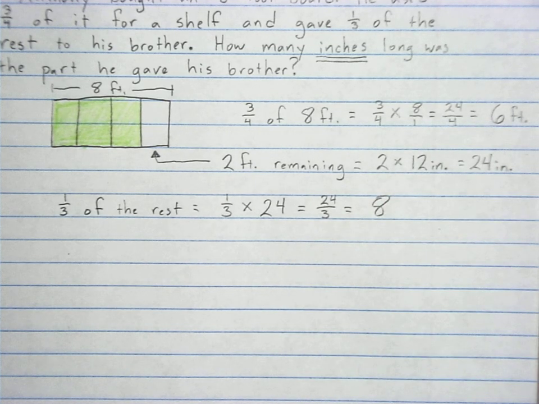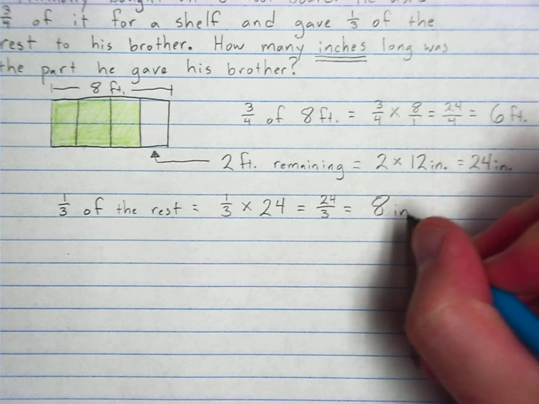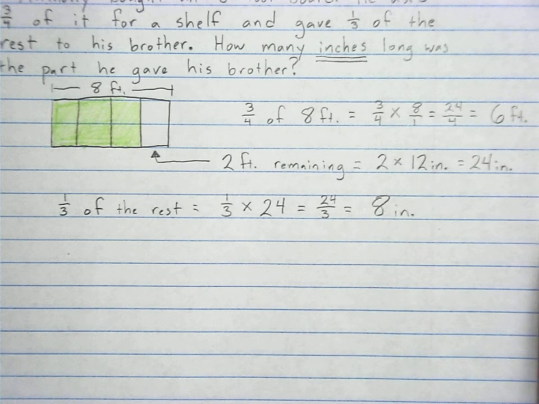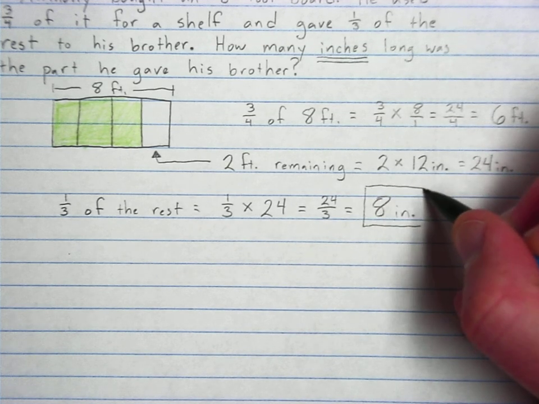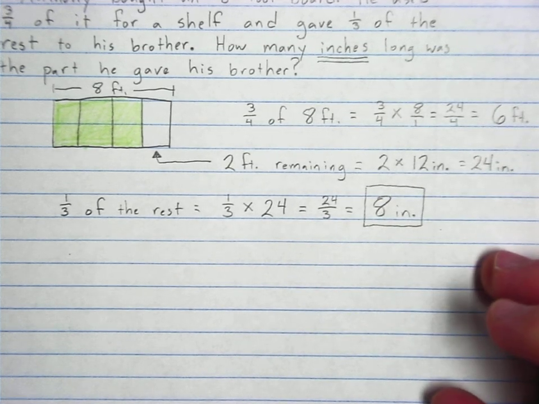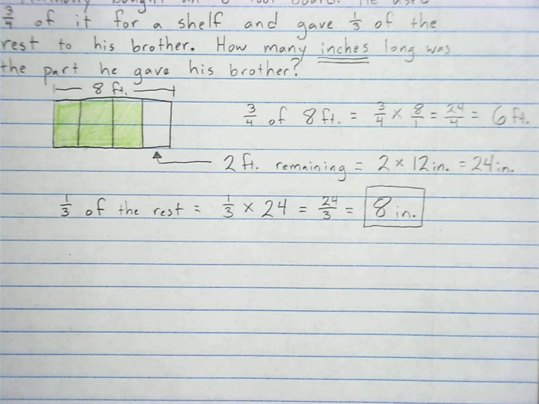But it's very, very important that we label this correctly. It is 8 inches. Now, there's no way it can be 8 feet. Anthony only bought 8 feet. But still, we want to make sure it's very clear that we label that inches.